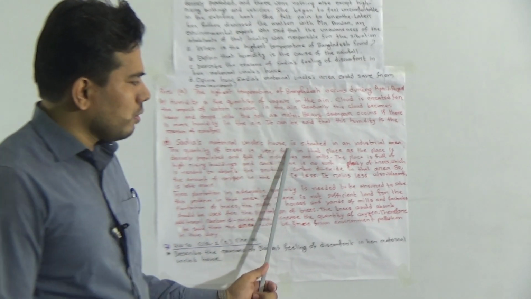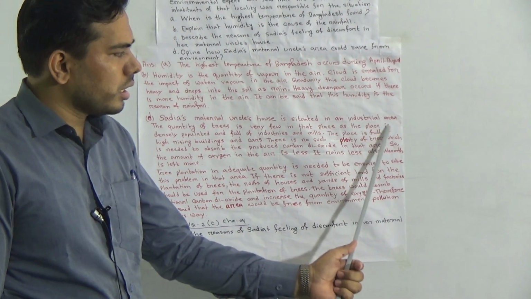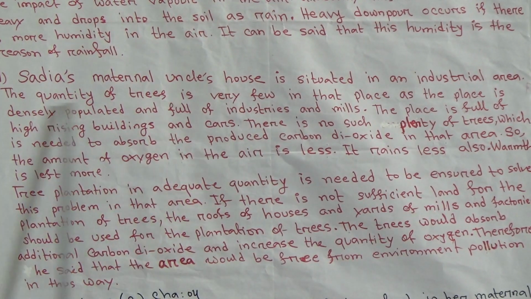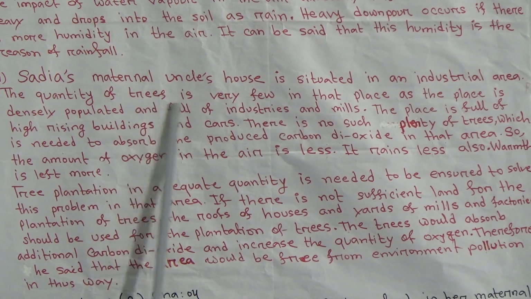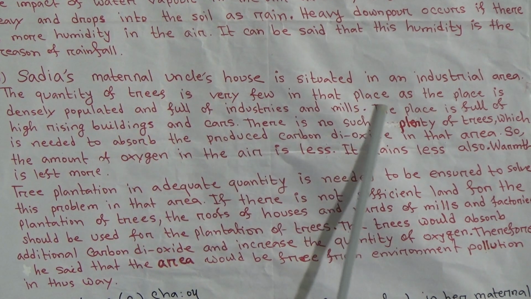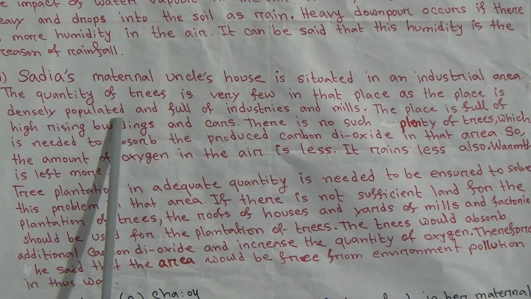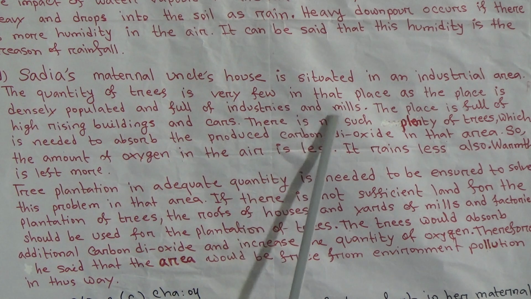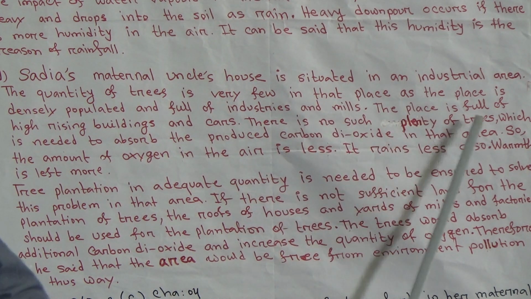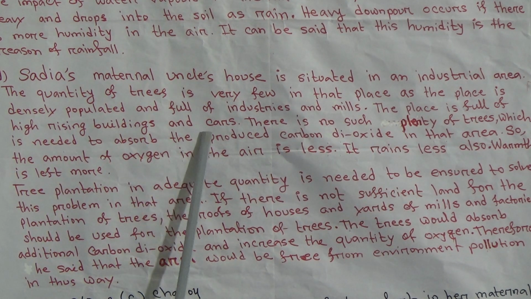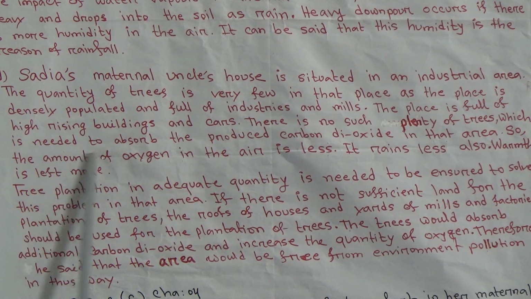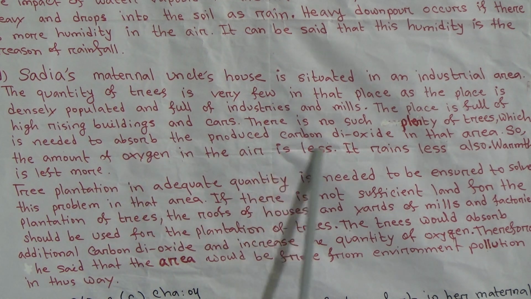Okay, the reasons here are given. Sadia's maternal uncle's house is situated in an industrial area. This is the first reason. The quantity of trees is very few in that place, as the place is densely populated and full of industries, mills, companies, etc. The place is full of high-rising buildings and cars. There are not plenty of trees there, which are needed to absorb the produced carbon dioxide in that area.